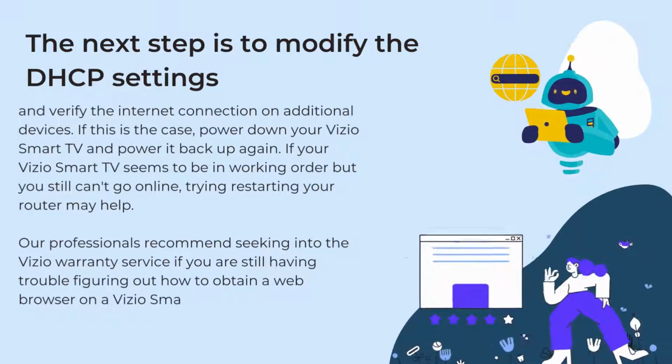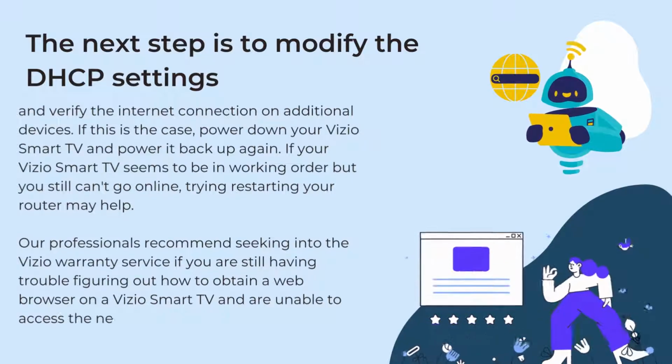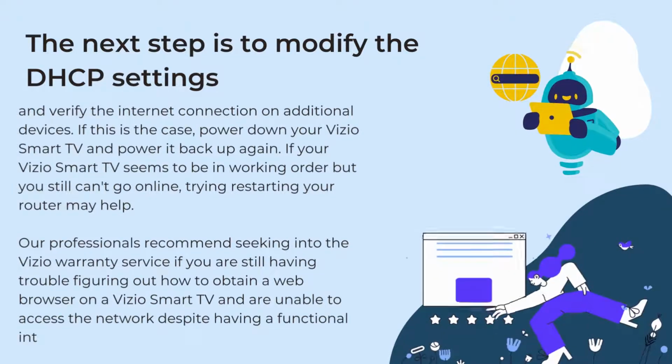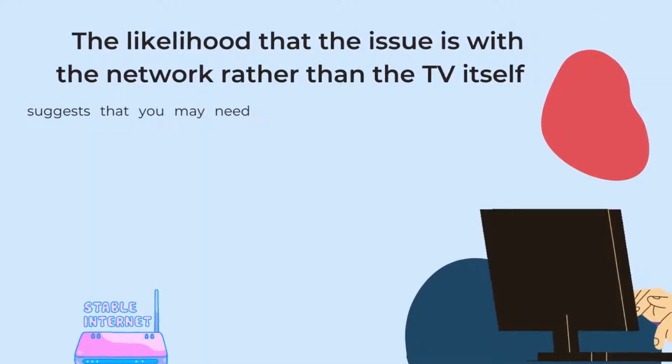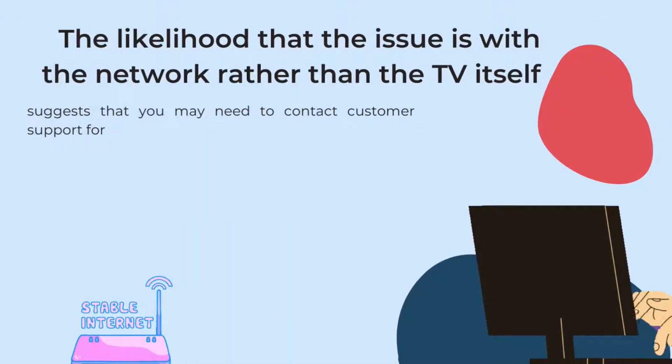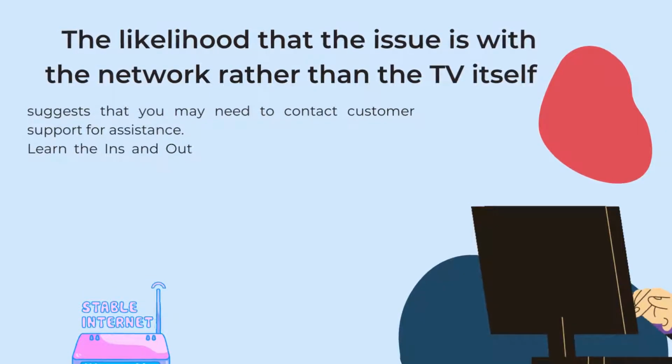Our professionals recommend looking into the VIZIO warranty service if you are still having trouble figuring out how to obtain a web browser on a VIZIO smart TV and are unable to access the network despite having a functional internet connection at home. The likelihood that the issue is with the network rather than the TV itself suggests that you may need to contact customer support for assistance.